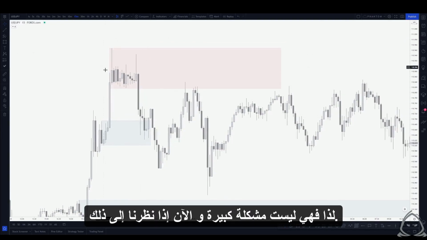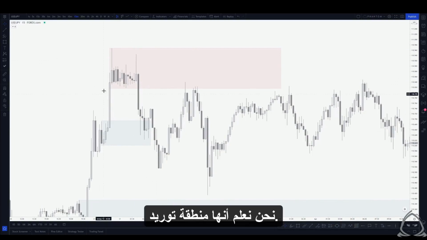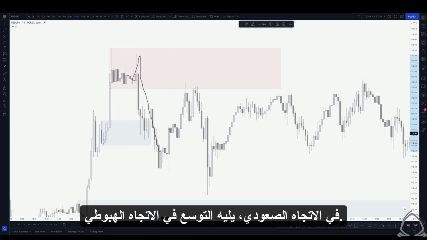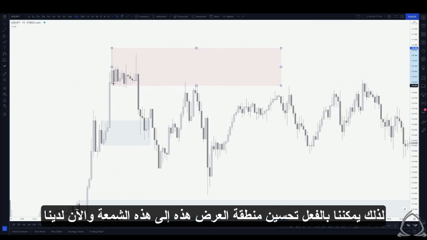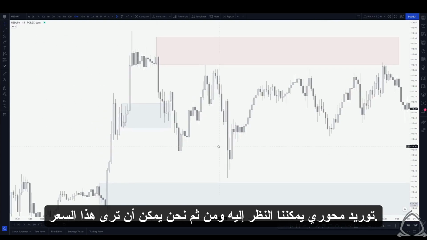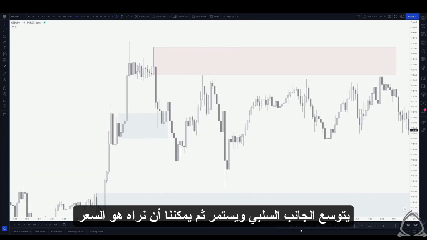And now if we look at that, we have this range in price, the expansion out of that range, we know it's a supply zone. What we can also see is that we actually get a sharp move to the upside followed by that expansion to the downside. So we can actually refine this particular supply zone to this candle, and now we have a pivot supply that we can be looking at. And then we can see that price expands to the downside and continues on.